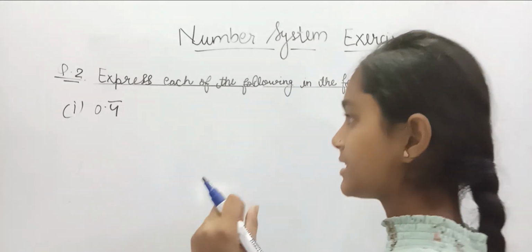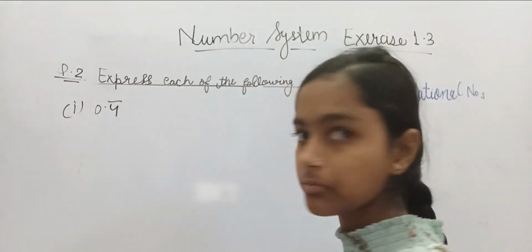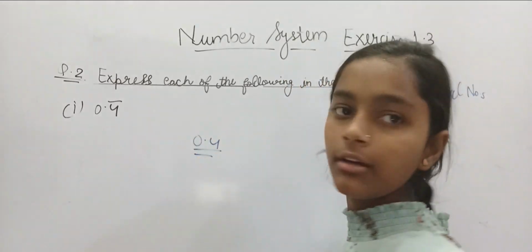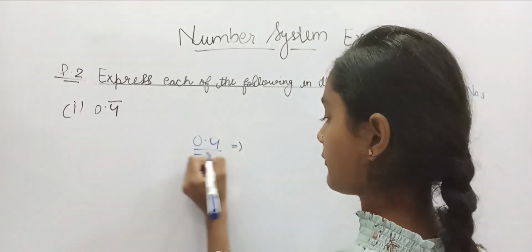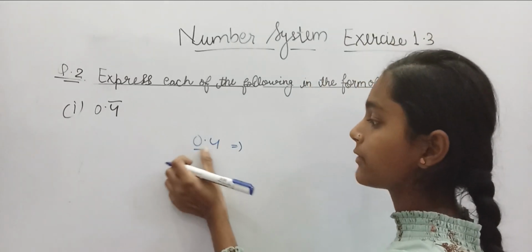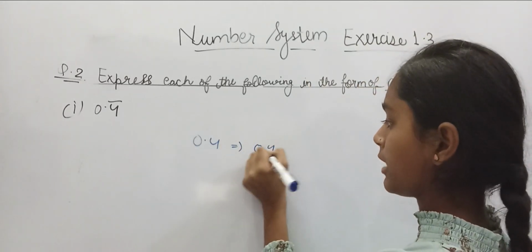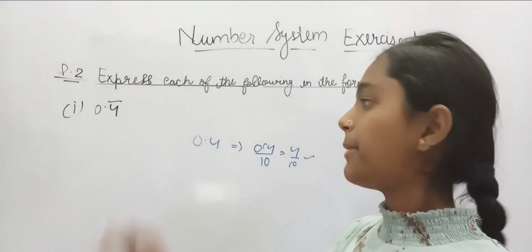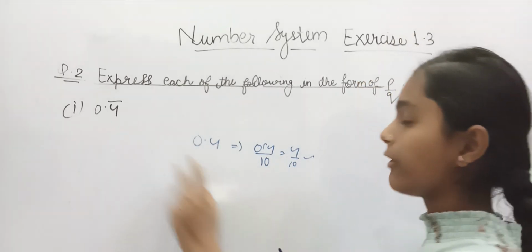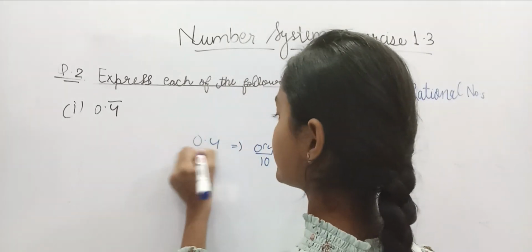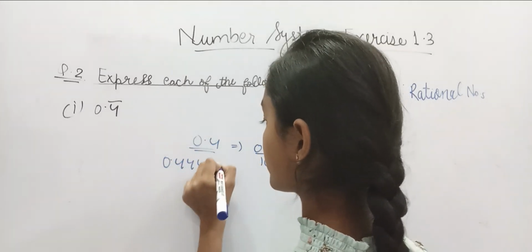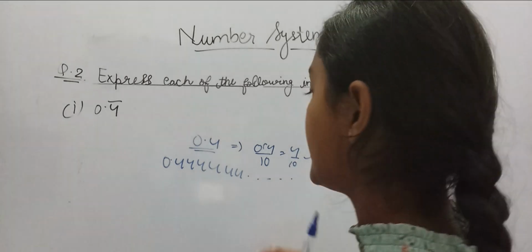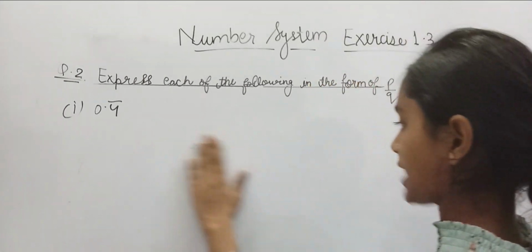Now what's the difference here? Here we have bar. Usually we would have 0.4. Now we have to make them in the form of rational number. What will be the rational number for this? 0.4 is 4 by 10. But it is not the same case for 0.4 bar, as it is not 0.4, it is 0.444444 and so on. We cannot specify when it would end. So how do we do these type of questions?